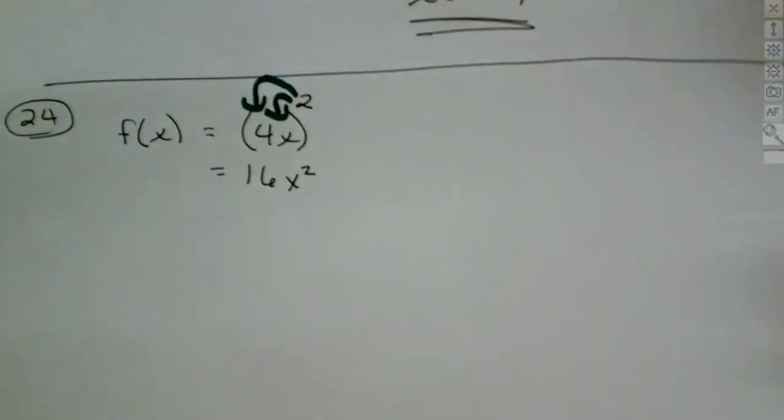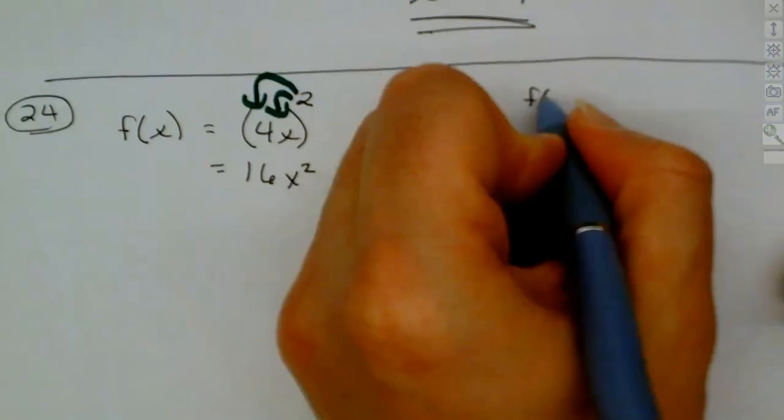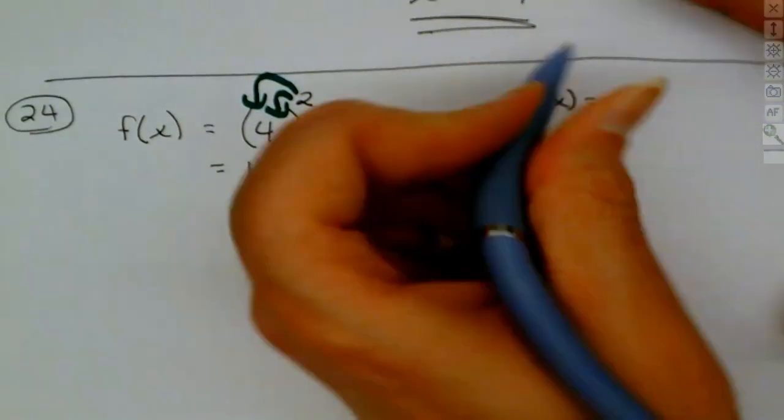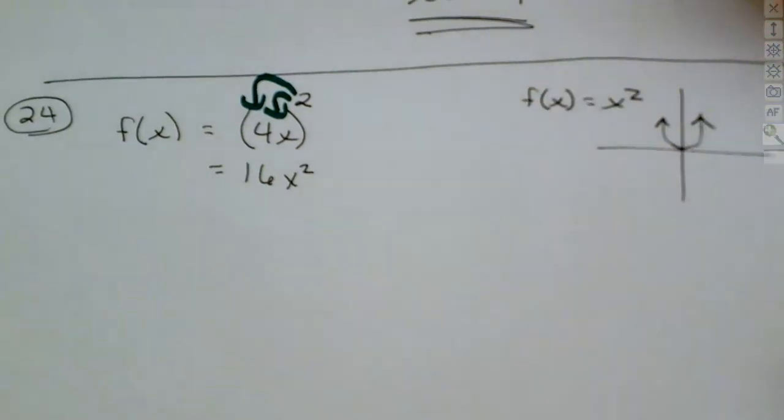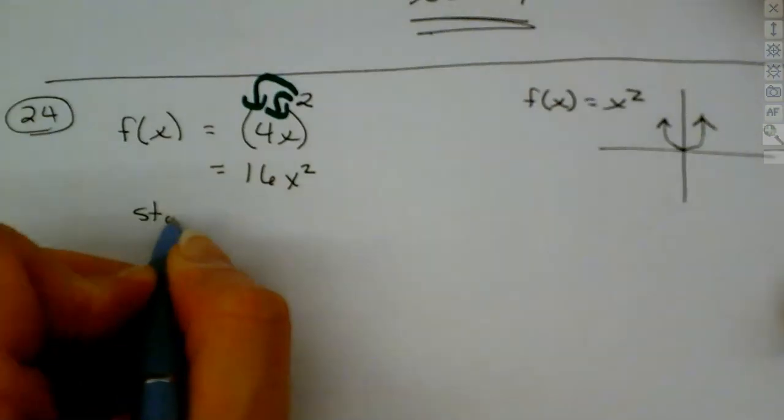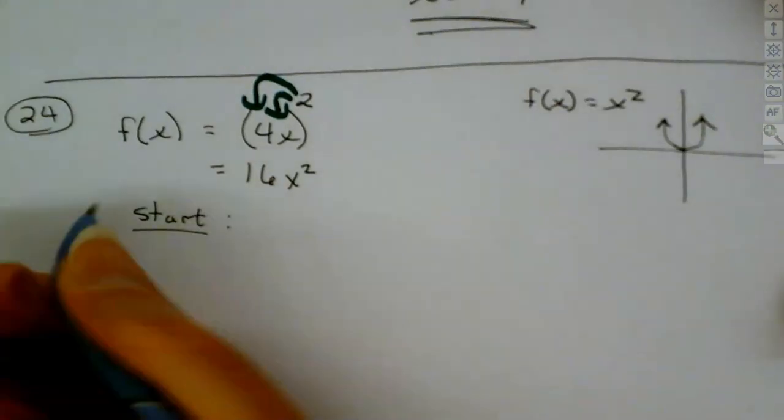Now, what is the graph going to look like? Is it going to look like this? Is it going to be a U? Is it going to be a V? What's it going to be? What's the basic shape? U. Okay? So, my shape is a U. Why is it a U? Because it's a square. Why is it going to go up instead of opening down? Because this is positive. Okay? Where am I going to start at? What point?